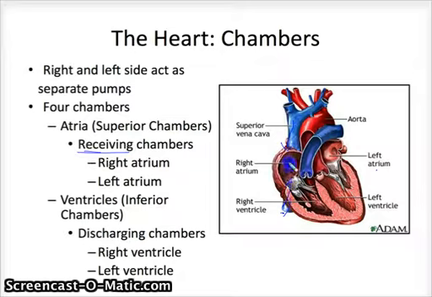So this is our right atrium. We're going to go through the valve into the right ventricle, and then it goes out the right ventricle to the lungs. Then you see it come back by way of the pulmonary veins, comes into the left atrium. It's going to go from the left atrium into the left ventricle, and then from the left ventricle into the aorta, where it goes to the body.